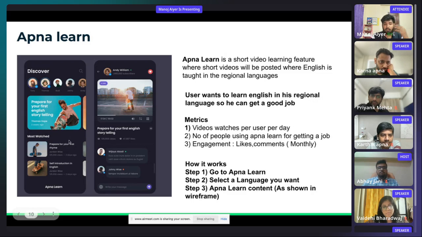So how will it work? Basically, we have a set of curated resources. We can start testing by curating good resources from other places like YouTube. And once we see some traction and users getting their goal achieved, we can start creating our own content. Next is how we will measure: video watches per user per day, number of people using Apna Learn for getting a job, and engagement, which we'll be measuring monthly.